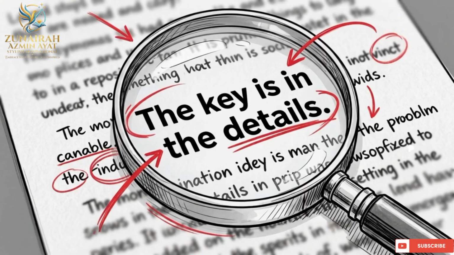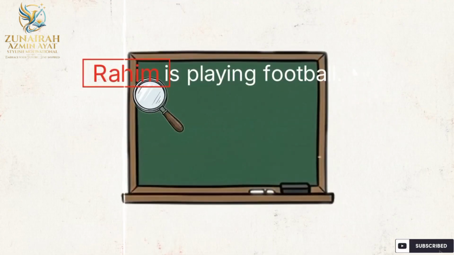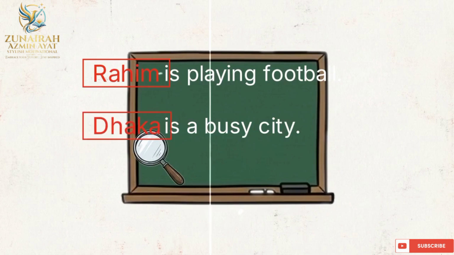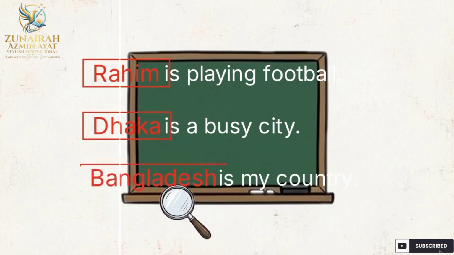Next, we'll move from isolated words to locating proper nouns within full sentences. In this first sentence, we can isolate Rahim as the specific name of the person performing the action. In this description of a location, our criteria lead us to the specific city, Dhaka. And here, we isolate the name of the specific nation, Bangladesh.